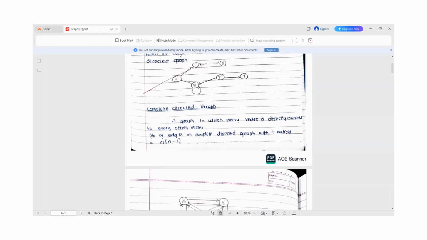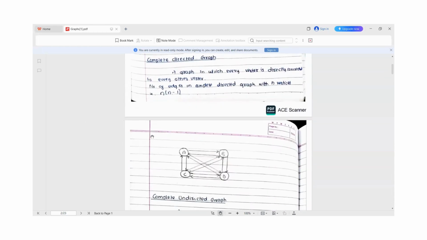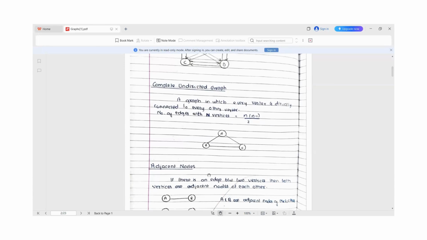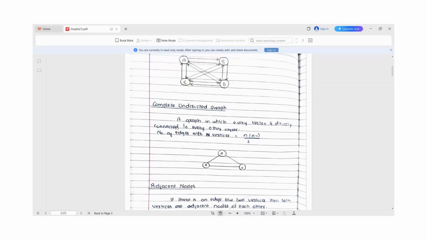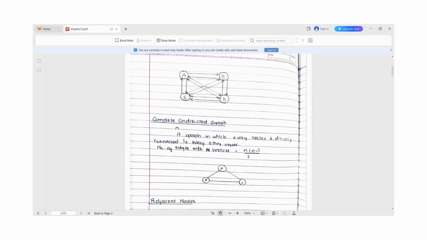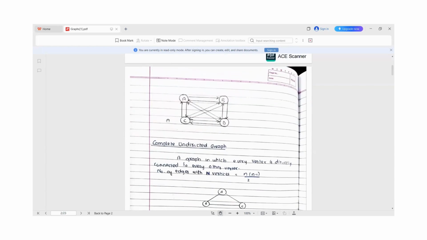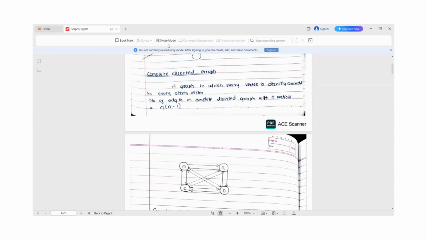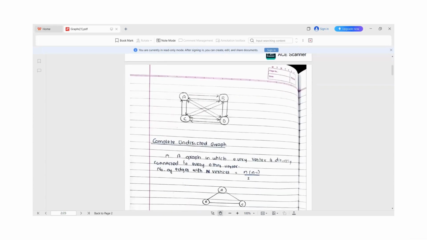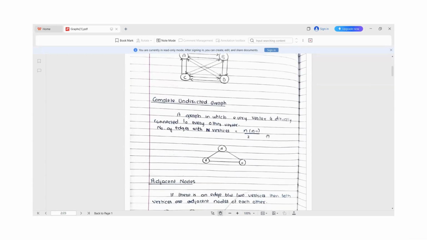Now, what is a complete directed graph? In a complete directed graph, every vertex is directly connected to every other vertex. Here, as you can see, it is a directed graph, and node A is connected to node B, node C, as well as node D. Okay. Now, a complete undirected graph means every vertex is connected to another vertex, but it is an undirected graph. There is a formula for calculating the number of edges. If the number of vertices is n, then the number of edges in a complete directed graph will be n into n minus 1, and in an undirected graph it will be n into n minus 1 by 2.